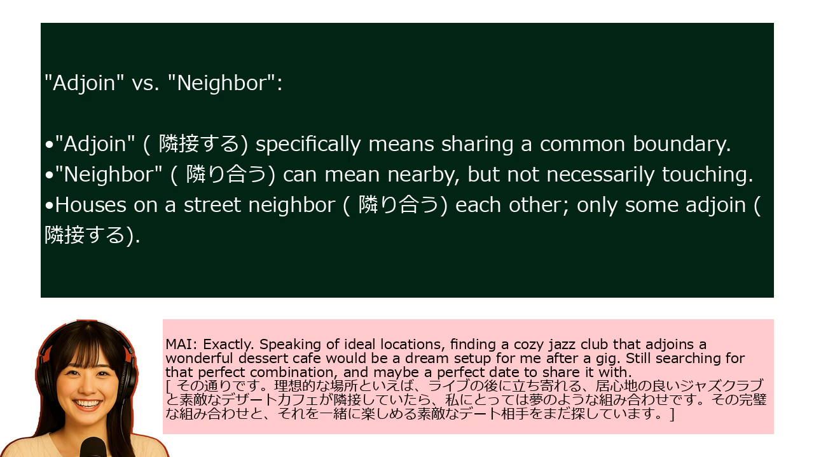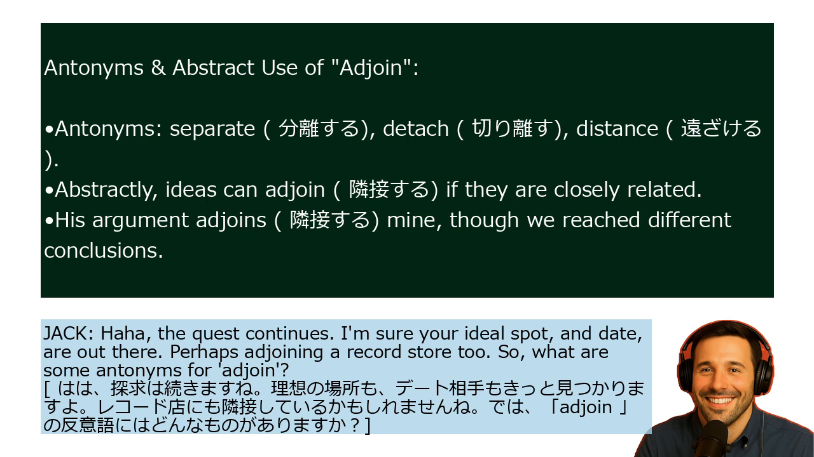Exactly. Speaking of ideal locations, finding a cozy jazz club that adjoins a wonderful dessert cafe would be a dream setup for me after a gig. Still searching for that perfect combination and maybe a perfect date to share it with. Haha, the quest continues. I'm sure your ideal spot and date are out there. Perhaps adjoining a record store too.